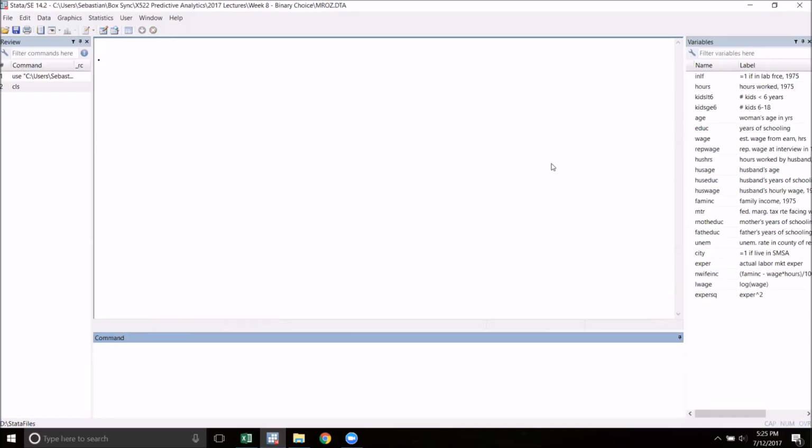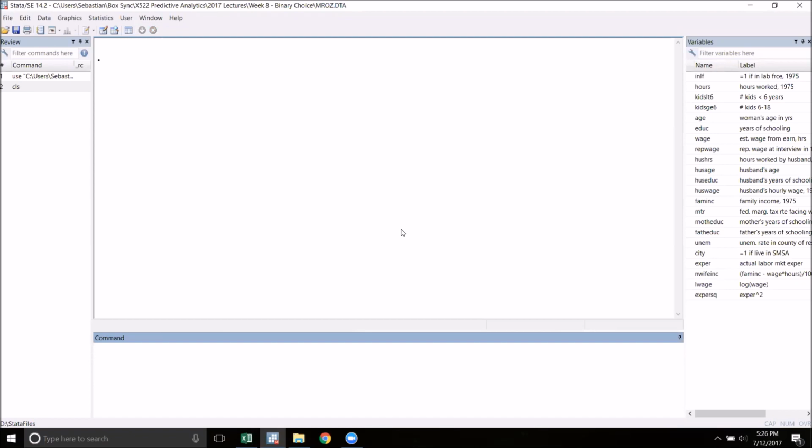In this video, I'm going to talk about how to estimate binary choice models using Stata. I'll cover three different basic binary choice models, including the linear probability model, or LPM, the Probit, and the Logit. The dataset I have here is the Mroz dataset on female labor force participation in 1975. We will be estimating the impact of various factors on a woman's decision to enter the labor force.